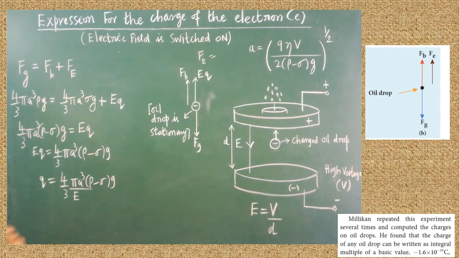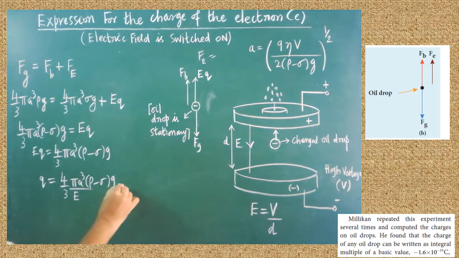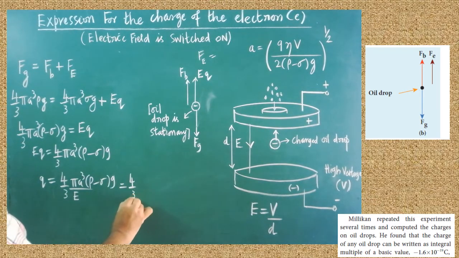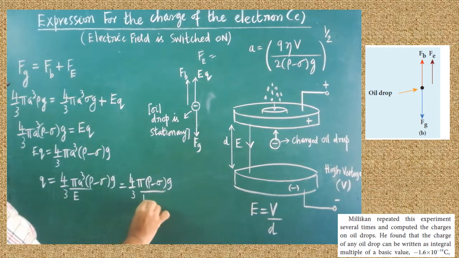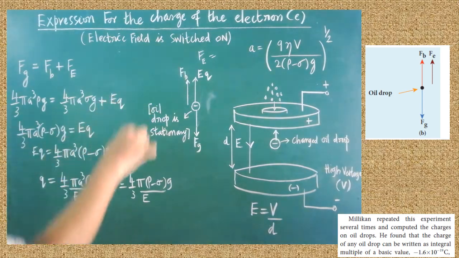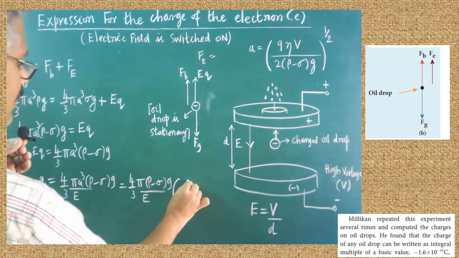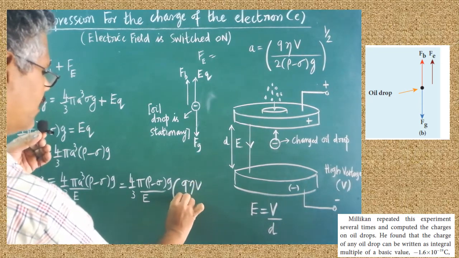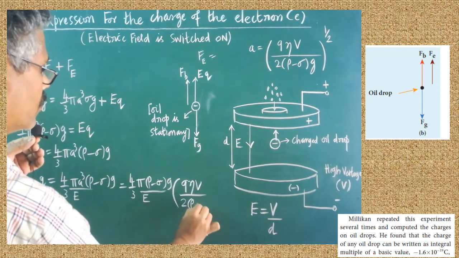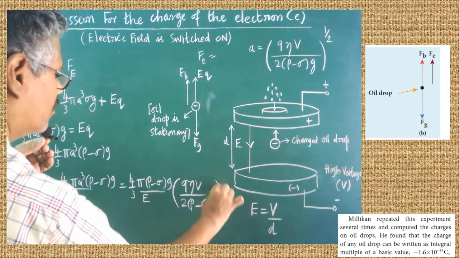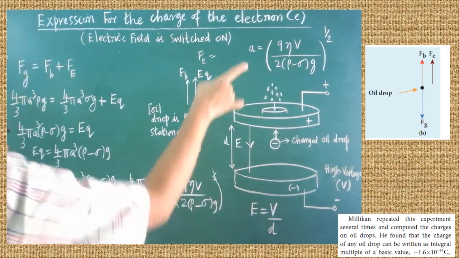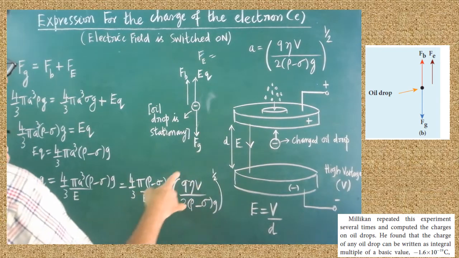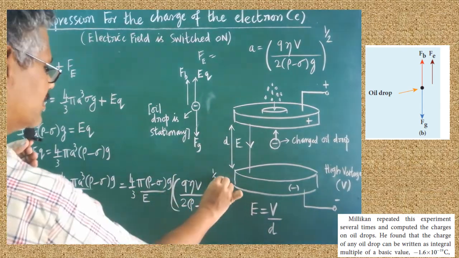Here we have already derived the expression for the radius of the oil drop. The expression for the radius of the oil drop can be substituted. 4 pi by 3 pi (rho minus sigma) g divided by E. Here, instead of a, you can substitute the expression for a, (9 eta v divided by 2 (rho minus sigma) g) whole bracket. Power of half is already there. This must be clear. The entire factor must be written within a cube.